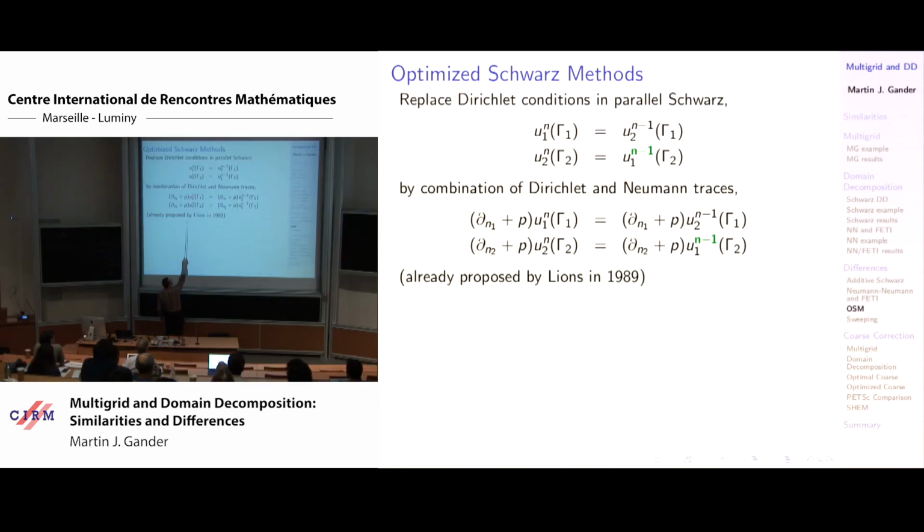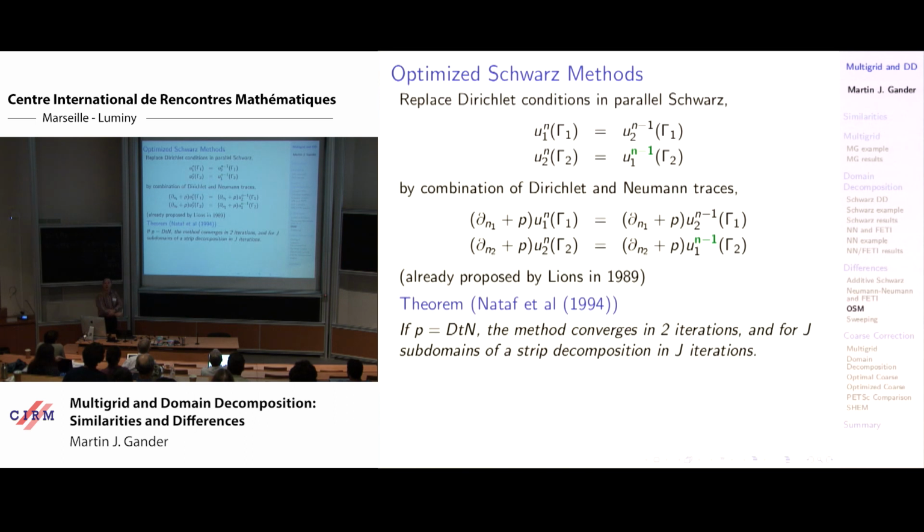You remember what Schwarz did? He just took Dirichlet data at the interfaces. And what this Lions proposal is, you take a combination of Dirichlet and Neumann data at the interface. That's the only difference. You can do it in parallel, like I showed you for Lions. You can do it alternatingly, like the alternating Schwarz method. It's a new class of methods.